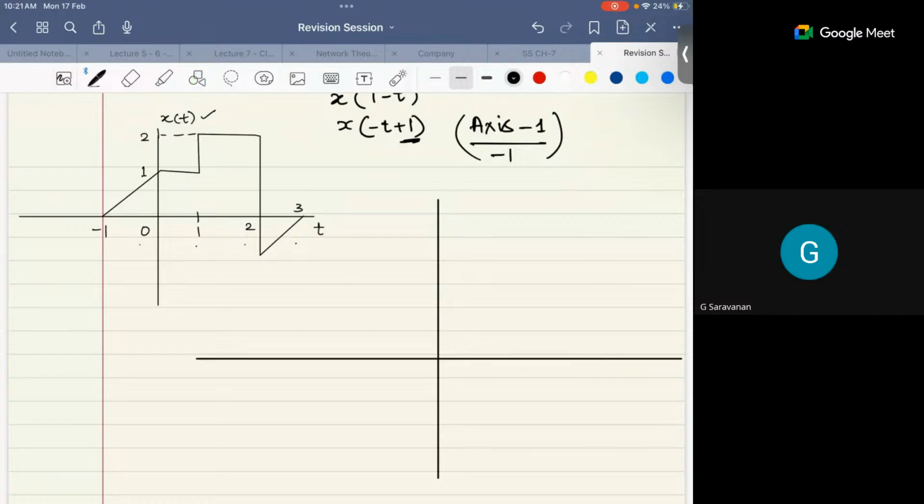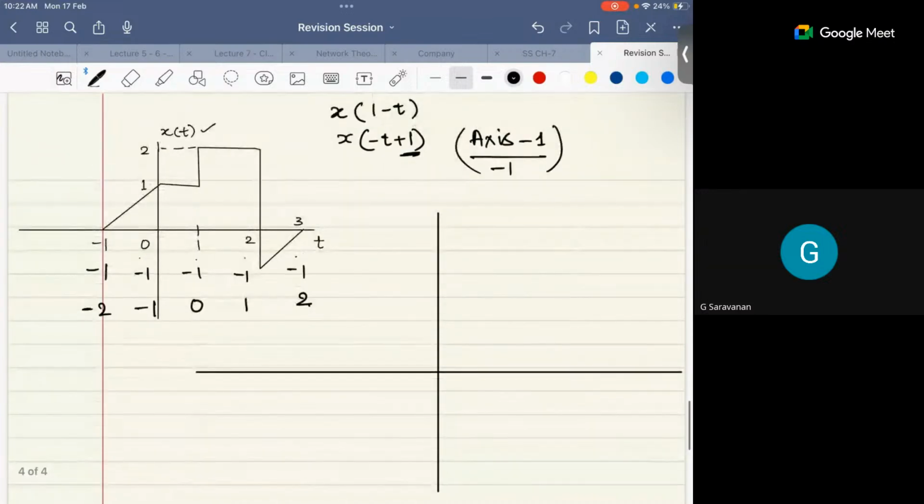I told you axis of minus 1, then this will be minus 1, minus 1, minus 1, minus 1. So it was minus 2, minus 1, 0, this will be 1, and this will be 2. And now I am dividing with minus 1. So the first step, I'll just write it as x of t plus 1. So how will I plot this? Only the shifting part will be there.